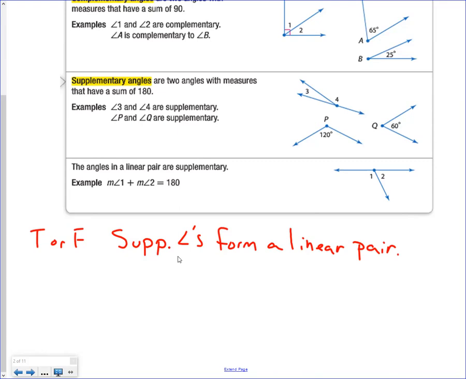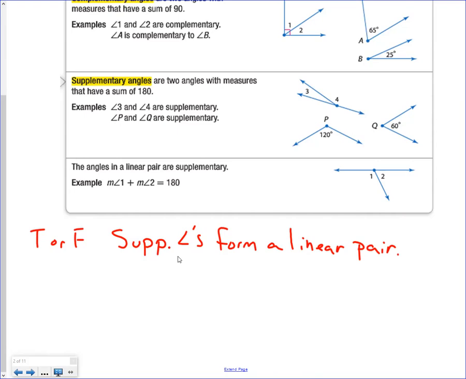All right. Who believes that this statement is true? Supplementary angles form a linear pair. Who believes it is false? All right. Grace, you're the dissenting vote. Why do you think it's false? Okay. I think you're getting at it. So yeah. I don't know why this stopped working. That's weird. All right. What does a linear pair have to do?